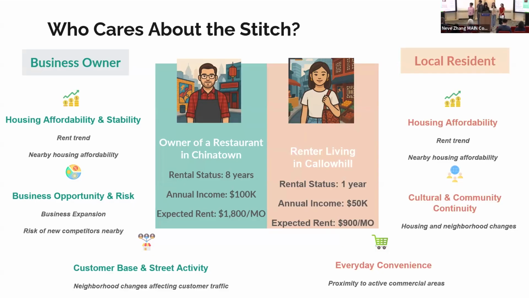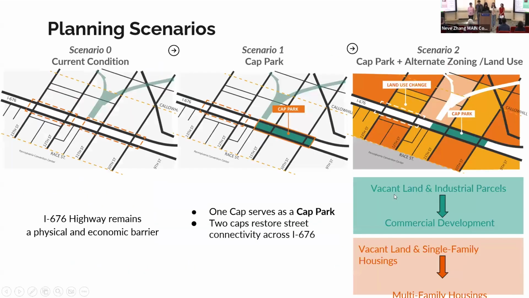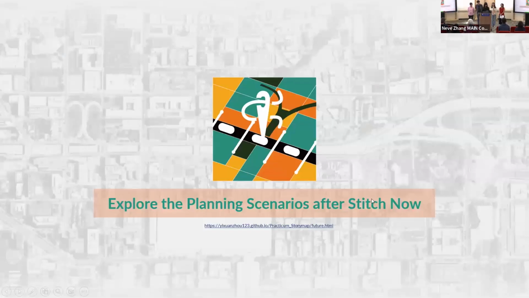On the right is a renter living in Cow Hill, the north side of the highway. She is newer to the neighborhood. Her main concerns are whether she can continue to afford living here if the rents rise, and surrounding commercial area expansion that might affect her daily life and sense of community. Next, we'll explore the story map to see how different planning scenarios may affect each of their expectations.